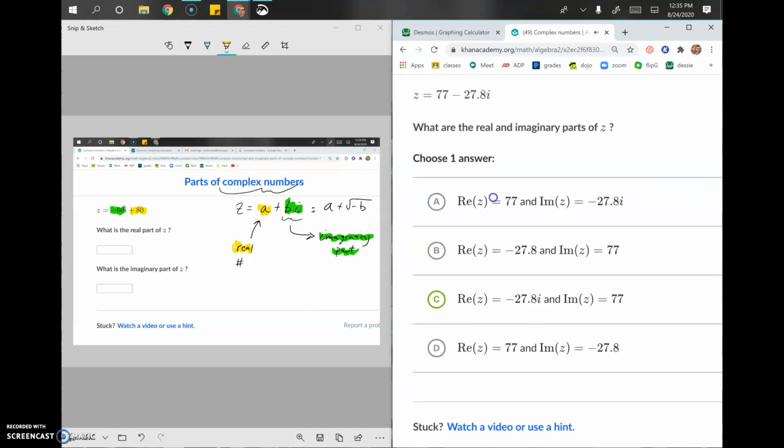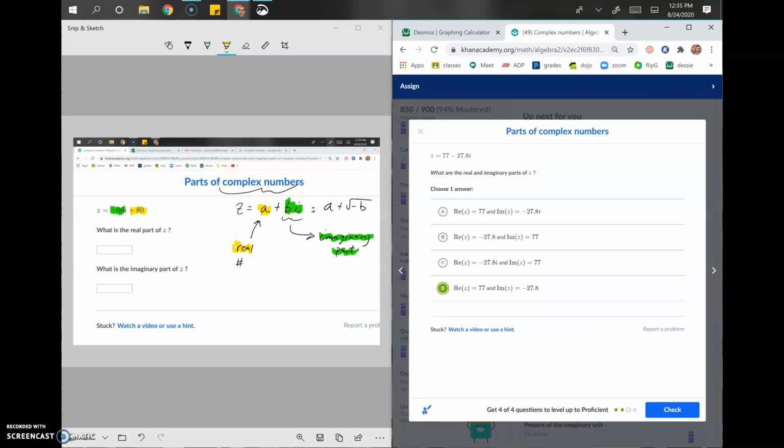What are the real and imaginary parts of Z? The real part, 77. A is in. D is in. B and C are out. The imaginary part, negative 27.8. Remember, the imaginary part is just the number in front of the i. Does not include the i. They're trying to trick you on A. The answer is B.